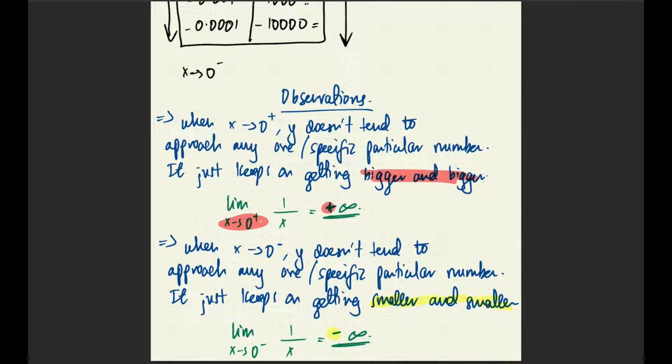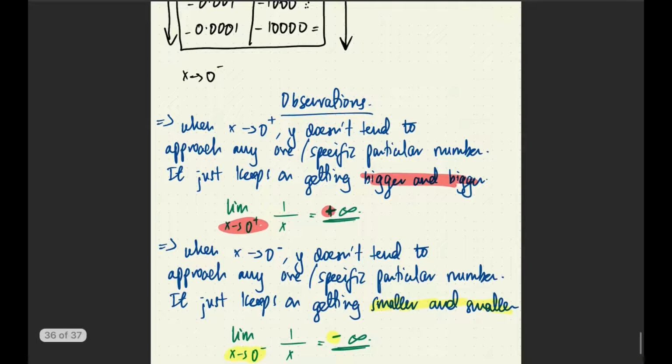So whenever the limit as x approaches a particular number is equal to minus infinity, that means that as x approaches that number, the function or the y value just becomes smaller and smaller. It doesn't approach any particular number, but it just becomes smaller and smaller as x approaches that number.